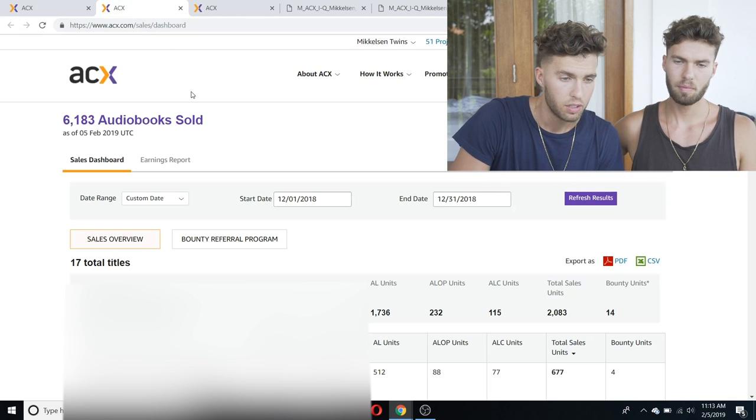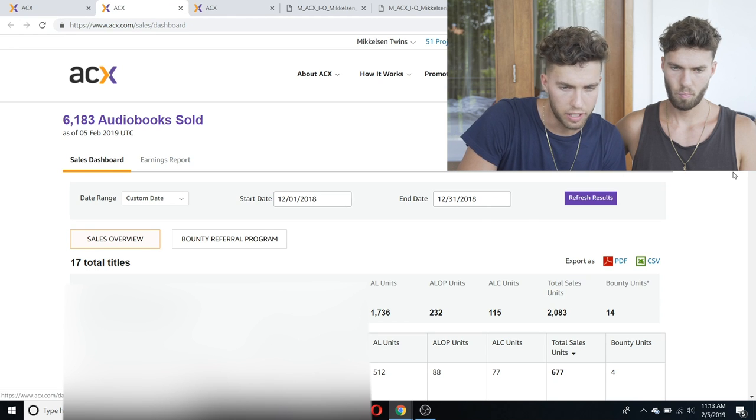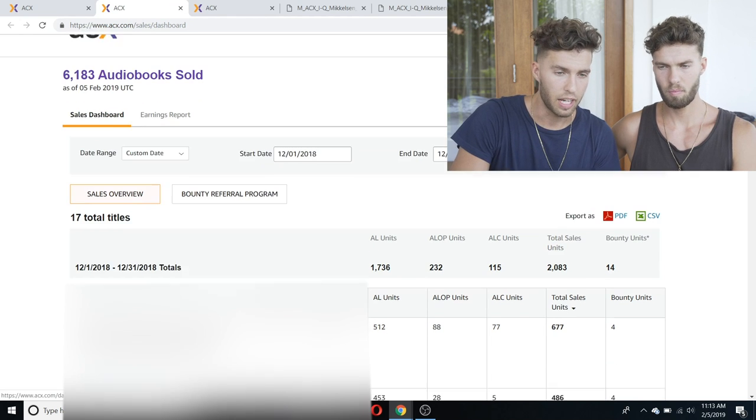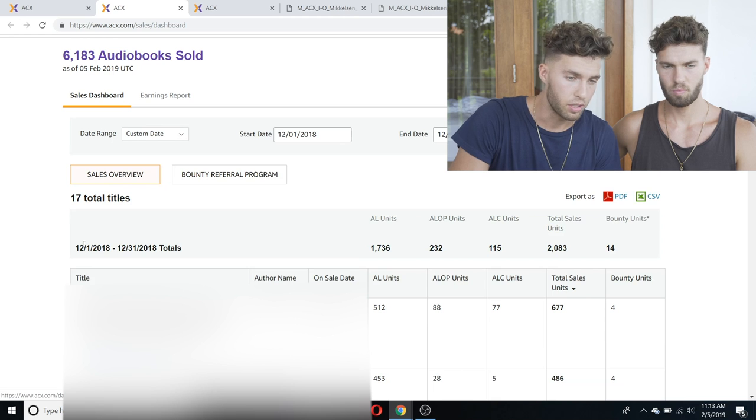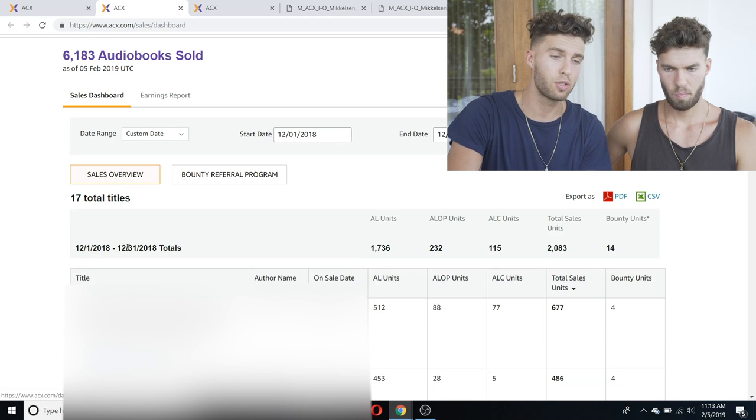So right here is our December. As you can see, December 1st, 2018 to December 31st, 2018.